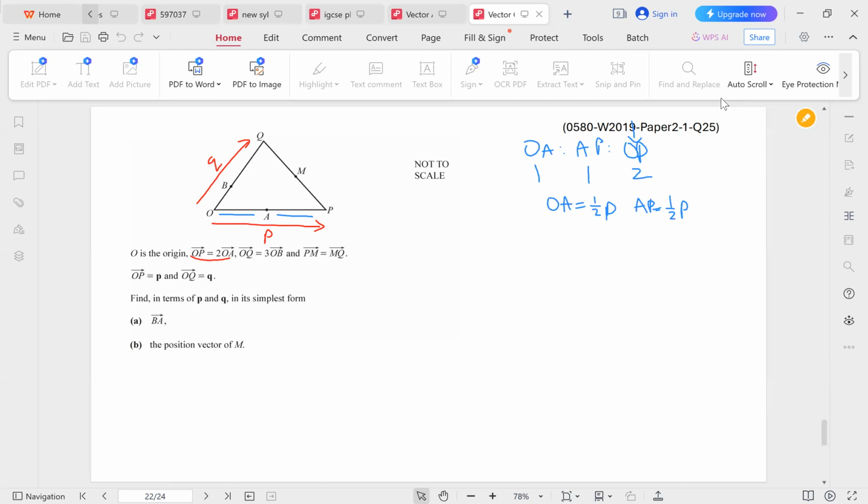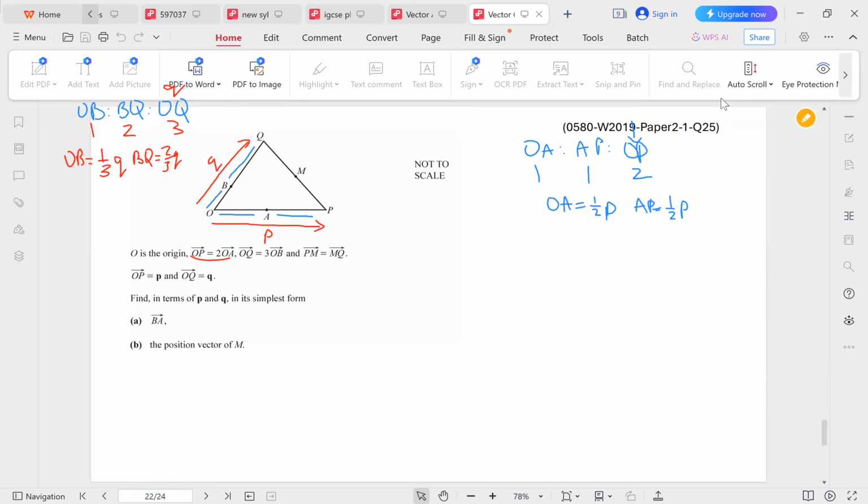Let's repeat the same thing for the other ratio. The other ratio here would be OB and BQ. Let's draw them here. We have OB and BQ and OQ. So let's write down the other ratio, OB, BQ, and OQ. Now, OQ is the total, of course, and we are given that OQ is 3 times OB. So this is 1 and this is 3, and the remaining segment is 2. So we can write OB as 1 over 3 Q, because this here is Q, and BQ would be 2 over 3 times Q.